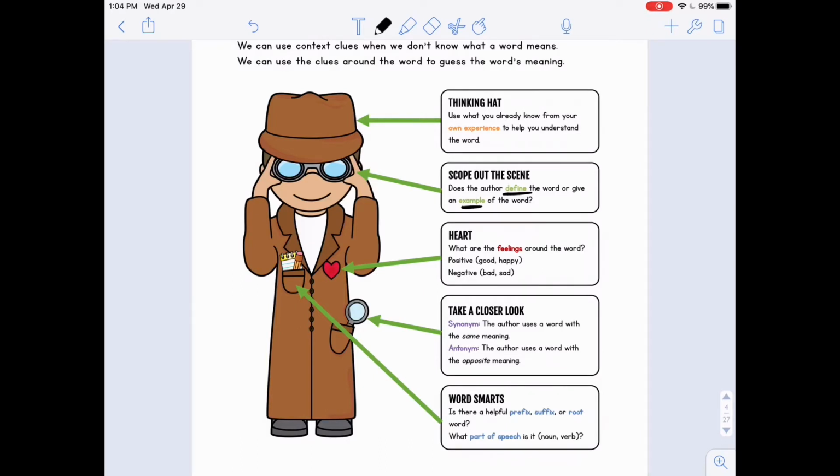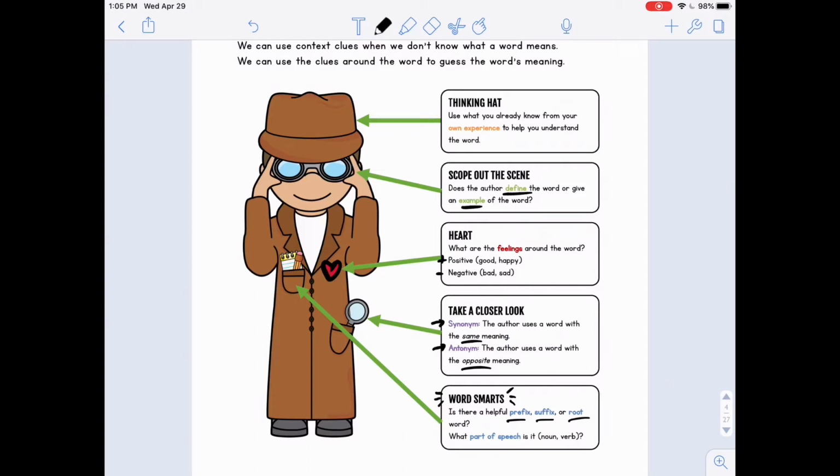Also, sometimes we read a sentence, and even if we don't know what the word means, we just get a certain feeling from the sentence. Maybe we have a feeling that the word is positive or negative, and that can be a really helpful clue. We can also take a closer look and find synonyms, or words that mean the same thing, or we can find antonyms, and those are words that mean the opposite. And then this last part, we can use our word smarts, and that's basically breaking a word into different parts: a part at the beginning, a prefix, at the end, a suffix, or in the middle, which is a root word.